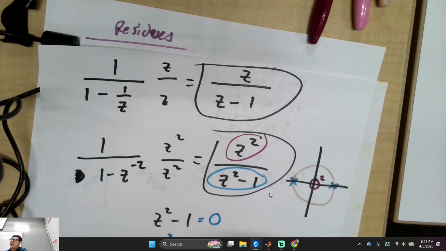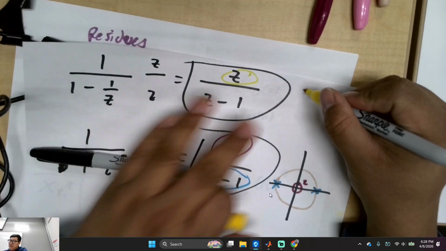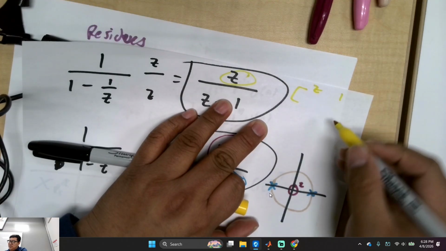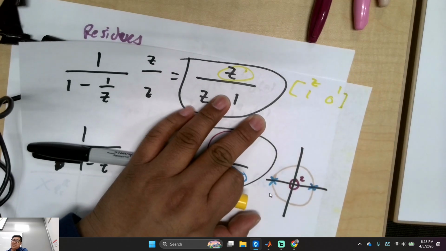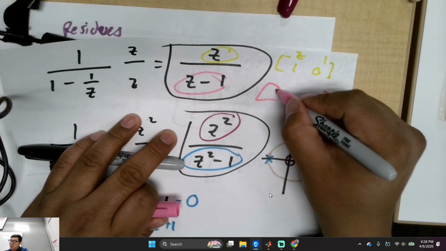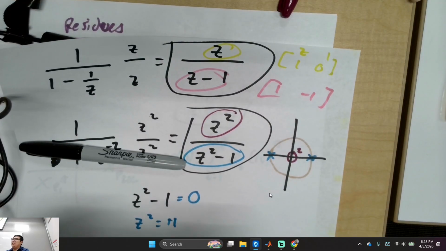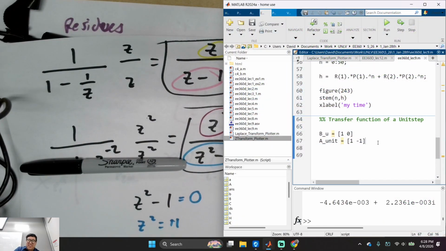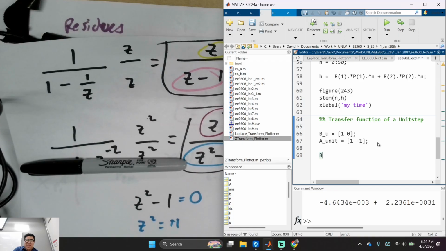We gotta punch this in MATLAB. We have a Z right here and a constant one right there, so it's going to be 1, 0. Can everyone see that? We got a 1, minus 1. Everyone understanding what's going on? Okay, so what am I going to do here? B answer is equal to B.